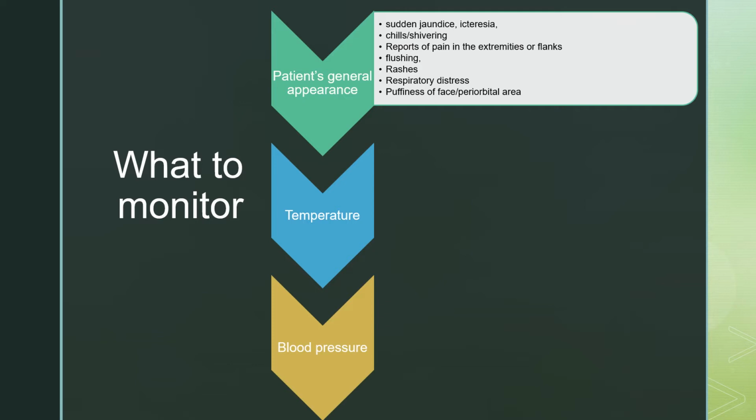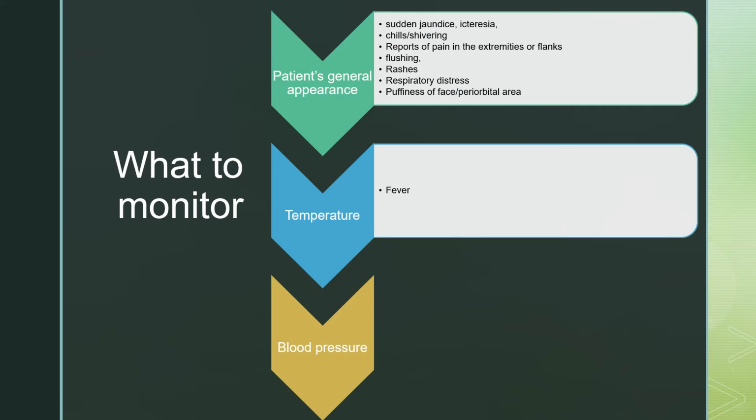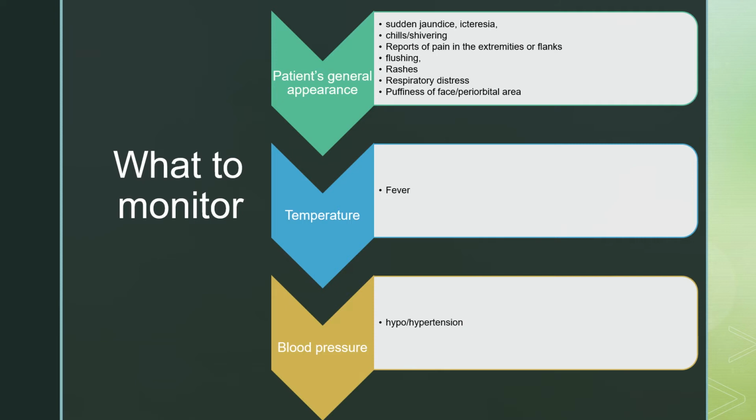So you check for the vital signs. Fever can be a sign of febrile non-hemolytic reactions or of bacterial contamination. Check the blood pressure for hypotension, which can be a sign of anaphylaxis, or hypertension, which may be a sign of hemolysis or fluid overload.